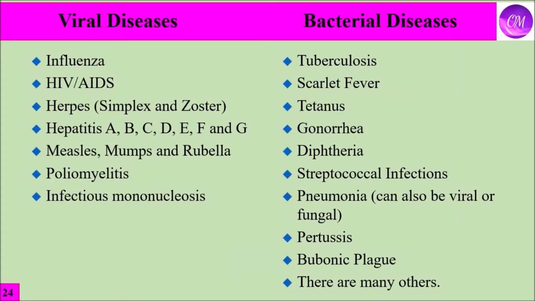So let's move on to the classification of infectious diseases. There are viral diseases such as influenza, HIV or AIDS, herpes viral infections, hepatitis, measles, mumps and rubella, poliomyelitis, and infectious mononucleosis. The bacterial diseases include tuberculosis, scarlet fever, tetanus, gonorrhea, diphtheria, streptococcal infections, pneumonia, pertussis, bubonic plague, and there are many others.